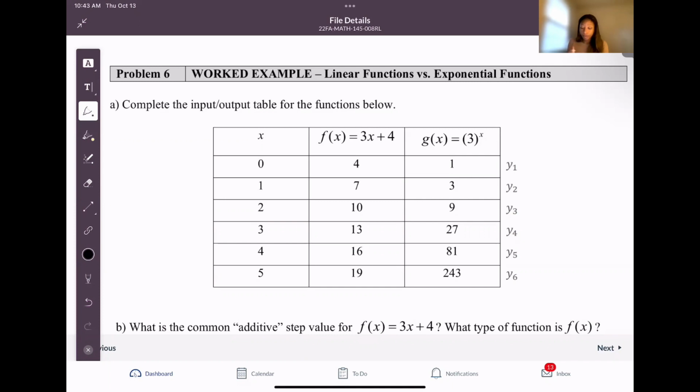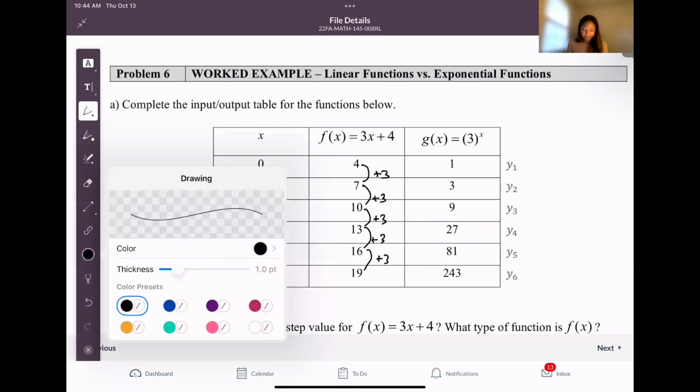Looking at the outputs, to go from 4 to 7, we add 3, which is the slope. 7 to 10, add 3. 10 to 13, add 3. 13 to 16, add 3. 16 to 19, add 3. The rate of change is 3, and we add 3 to get to the next output.